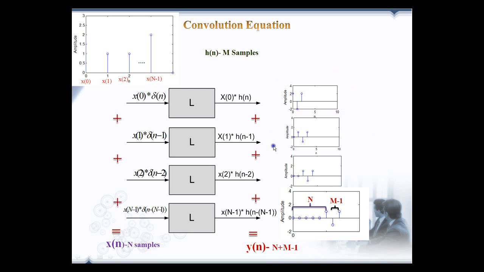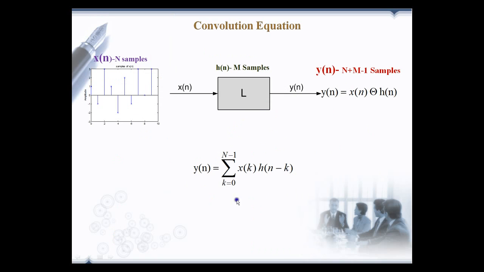This is the finite length convolution equation. y[n] = sigma from k = 0 to N - 1 of x[k] h[n - k]. The summation runs from 0 to N - 1, which is equal to the number of samples in x[n]. Okay guys, we have seen the convolution equation for infinite and finite length signals, and we have also calculated the number of output samples for a finite length input signal.